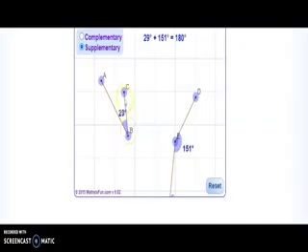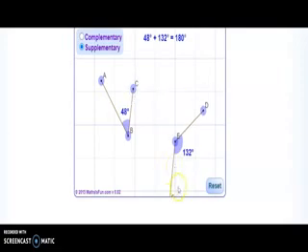Here the angle ABC is 29 degrees and angle DEF is 151 degrees. If I add these two angles, I will get the sum as 180 degrees, no? Now I am going to change this angle ABC. It becomes 48 degrees. Observe the other angle DEF. It becomes 132 degrees to make the sum 180 degrees, isn't it?